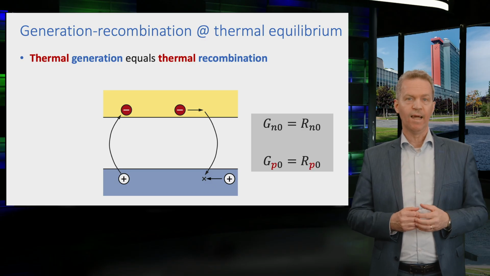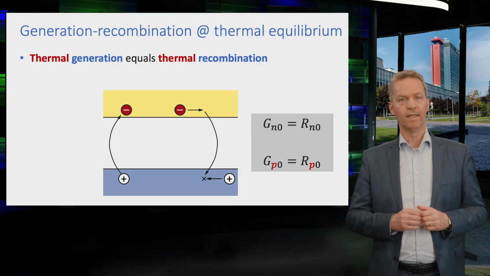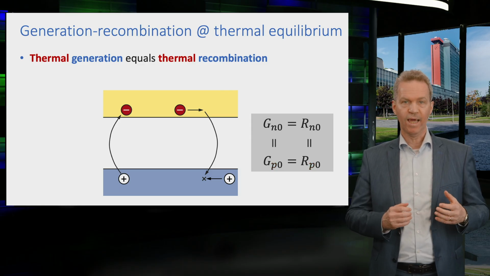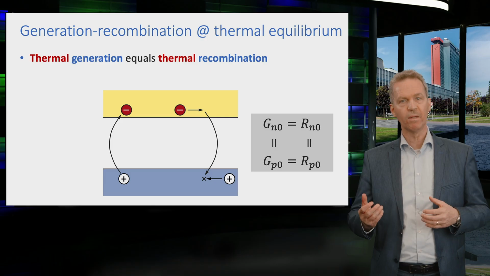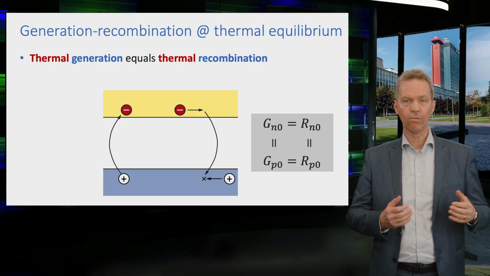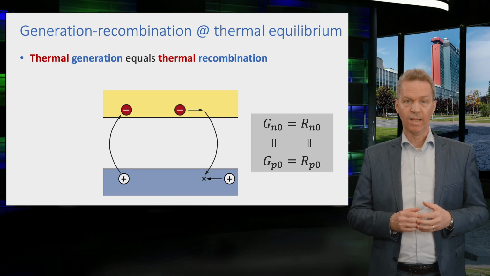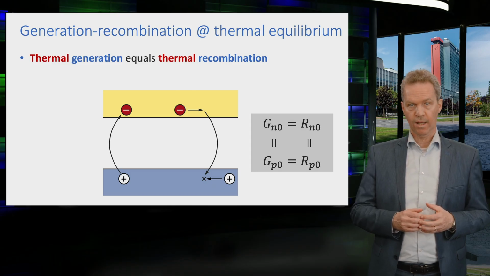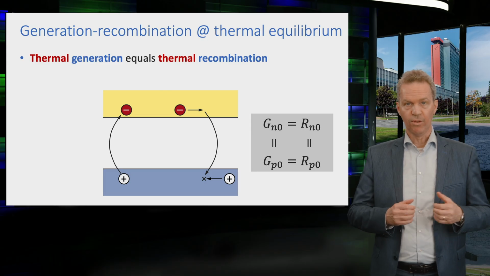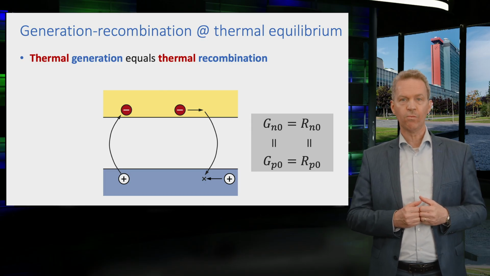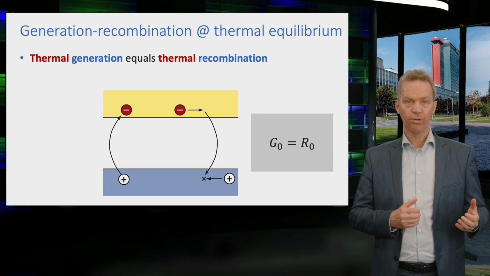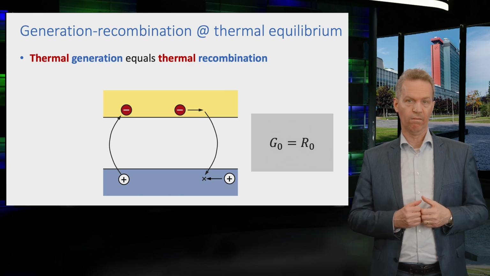We must realize that generation of electrons and holes always occurs in pairs, and therefore we can state that the generation and recombination rate of electrons is equal to that of holes. Rather than using the generation and recombination rate for electrons and holes separately, we can describe thermal generation and recombination by G0 and R0 respectively. And we find that the generation and recombination rate are equal.